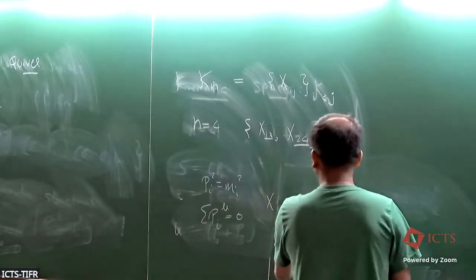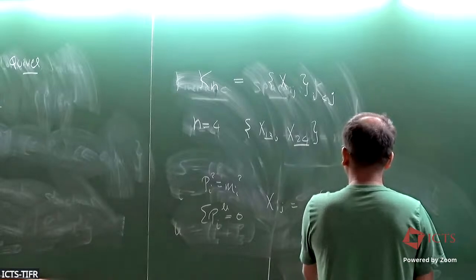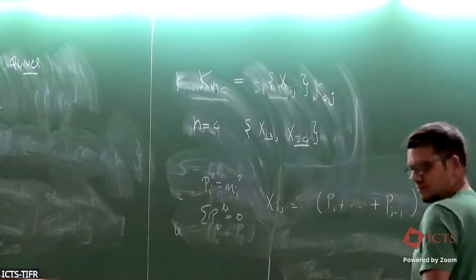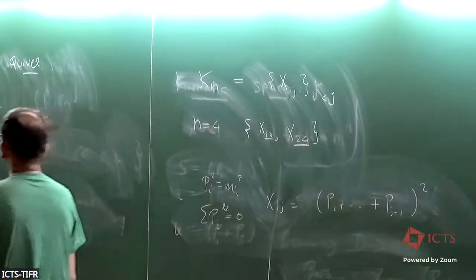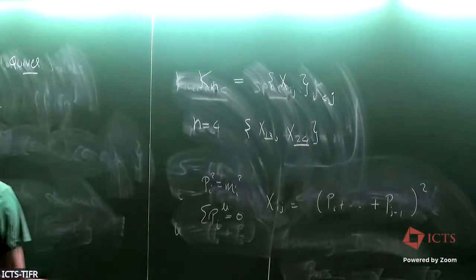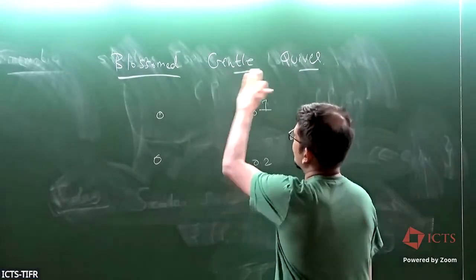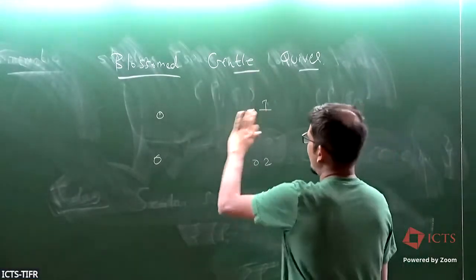Xij is pi plus dot dot dot all the way pj minus 1 square. Okay, and now let's do the following thing. So let me just draw this. Let me tell you what this quiver is. So the quiver is very simple to draw.